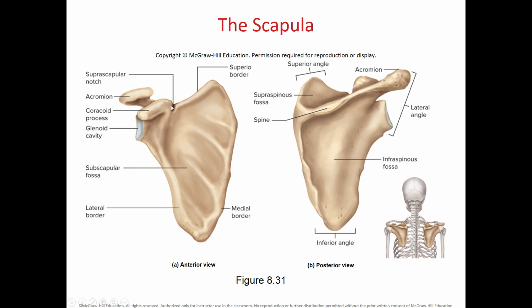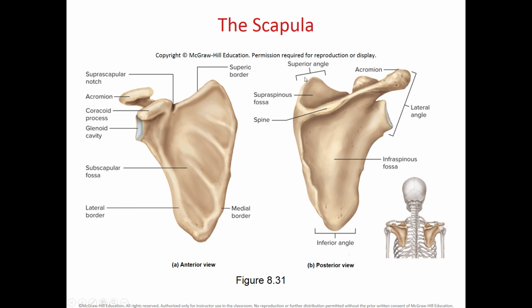And then you have this lateral portion that has this cavity that's called the glenoid cavity. This glenoid cavity will connect to the humerus, to the head of the humerus. And then projecting here on the lateral side of the scapula, you have this coracoid process, and then you have the acromion, which you can see better here posteriorly. And then just inferior to the superior border, in between the medial border and the lateral border, you have this subscapular fossa that allows for the connection of different muscles.